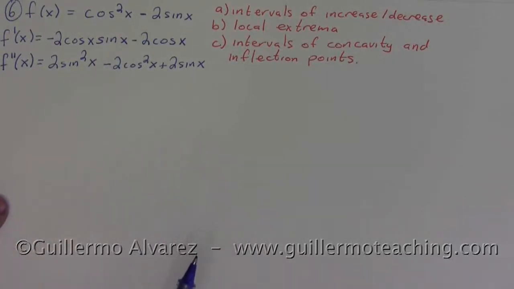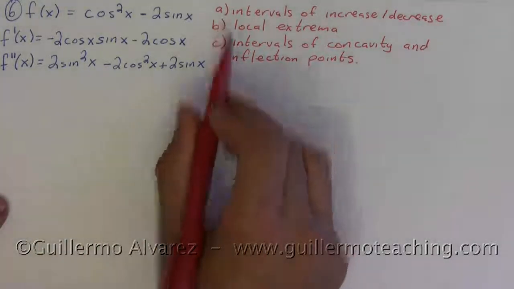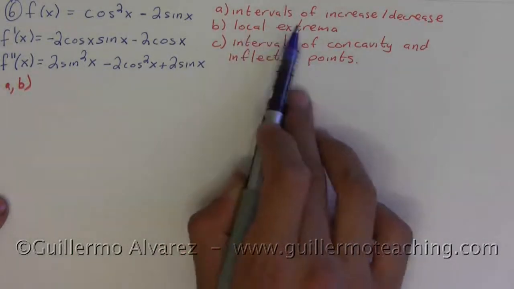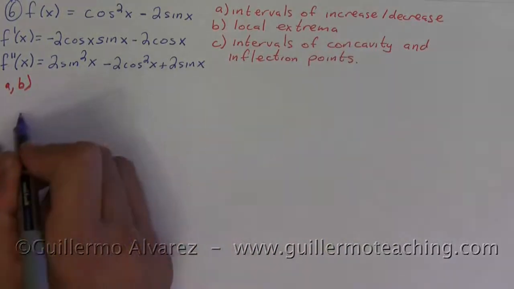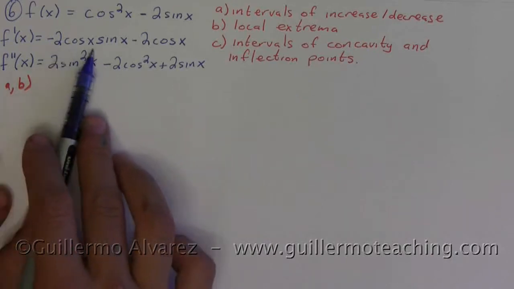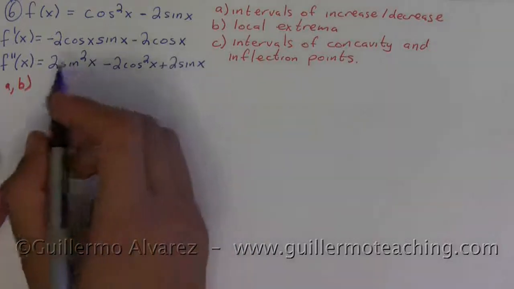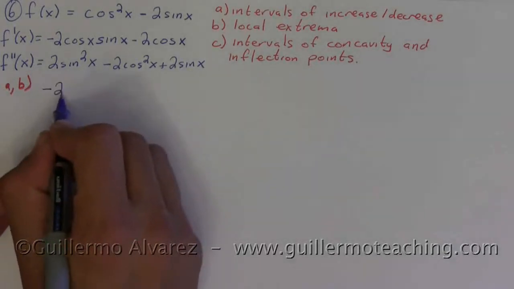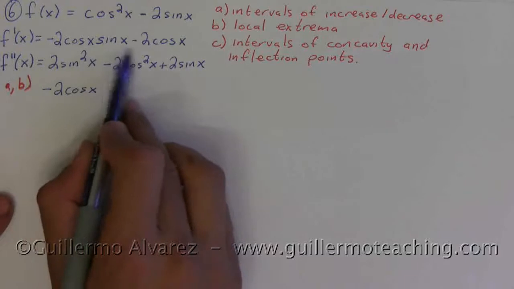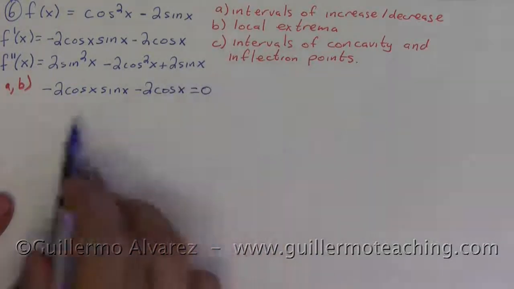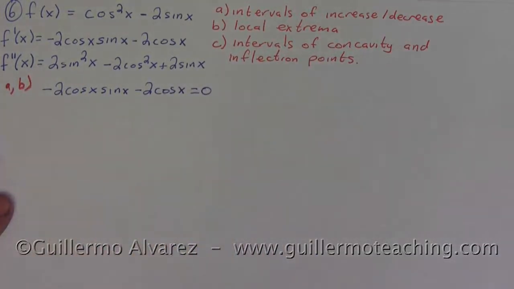Okay, so once we have that, really A and B are part of the same process. The idea is that we're going to use the first derivative test to find the local extrema, but at the same time we find the intervals of increase and decrease. So the very first thing we need to do is find our critical values. Those are the values at which the first derivative is either undefined or 0. So here, well, notice that the derivative, cosine x, sine x, these are continuous functions. So that means that we're only really worried about where the derivative is equal to 0.